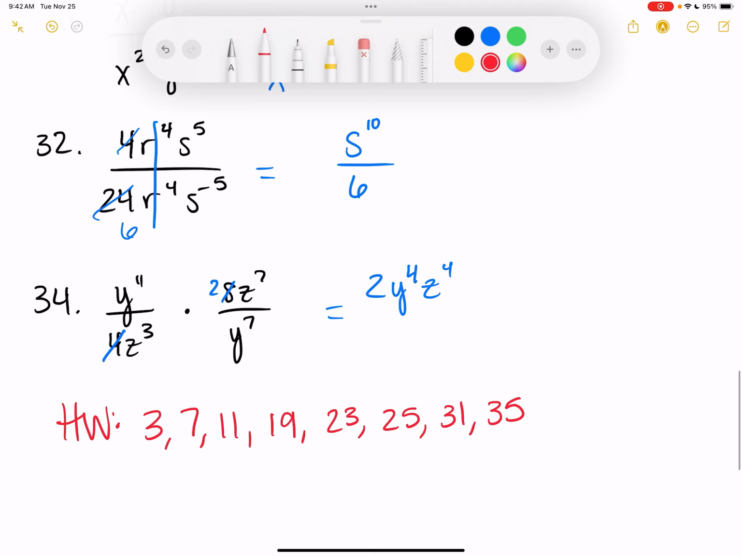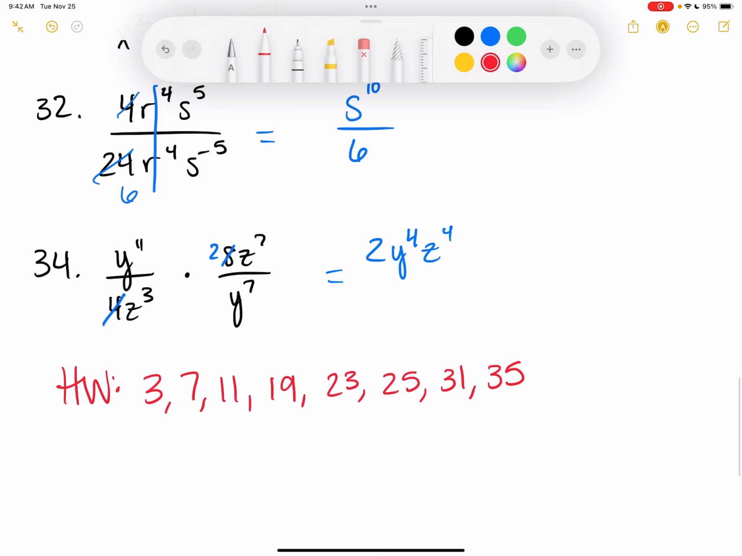Her hand. All right, so 3, 7, 11, 19, 23, 25, 31, and 35. So you should have more than enough time to knock this out now and not have to worry about it over the weekend. I think y'all pretty much will have this down, but we will do a little bit of review with this stuff before you take the quiz on this stuff next week. So just be aware of that.